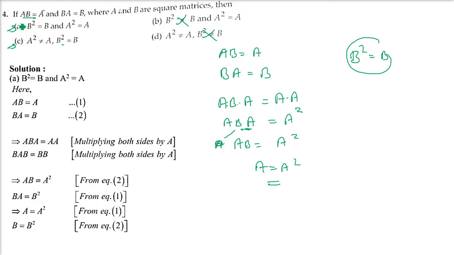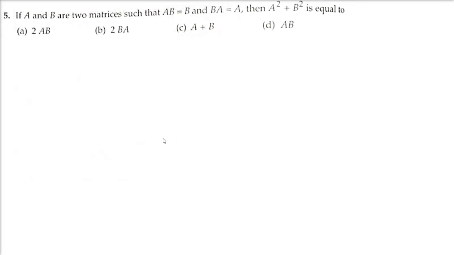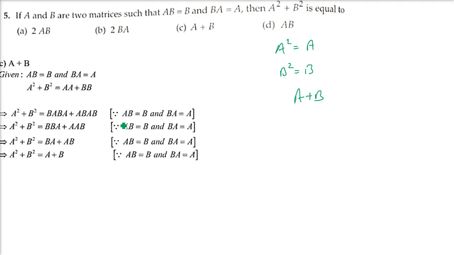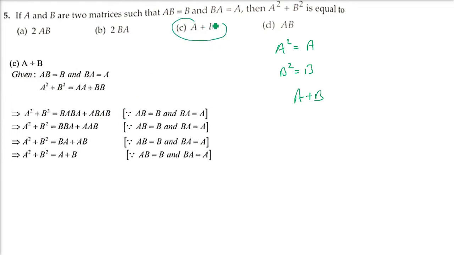Please remember this also, because we are going to utilize it in this question. If A and B are two matrices such that AB equals B and BA equals A, then A square plus B square. See, A square was equal to A, and B square is equal to B, as we just saw. So A square plus B square is A plus B. Don't worry about the left side, and if you really want to do it, you can do it like this, which I've given.